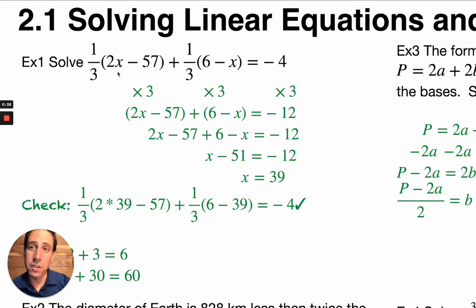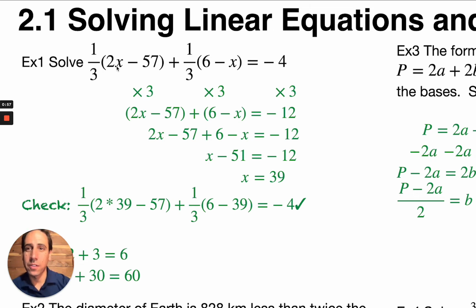You could, if you wanted to, distribute and you get 2/3 x minus all that. Then you get a 1/3 x. You'd still have fractions over here. So I just think it's way easier to, as a first step, clear the fraction, or even clear the decimal if you got one of those, by multiplying it by something that will clear the fraction.